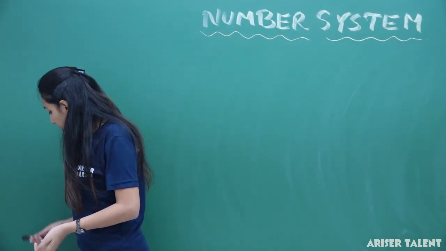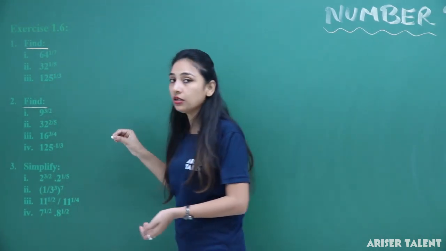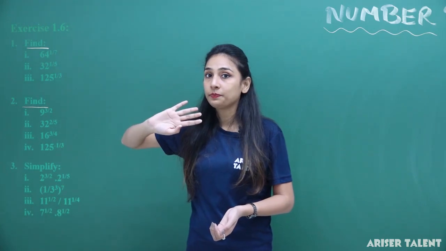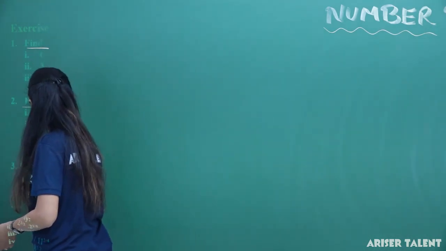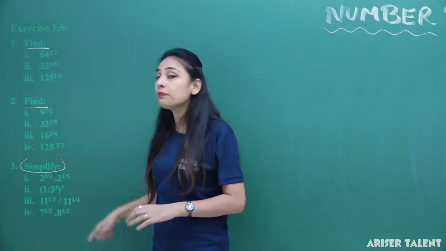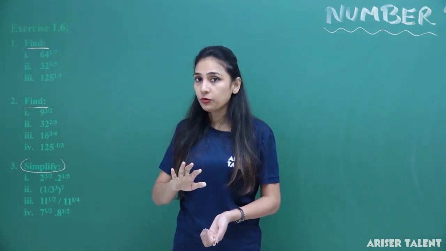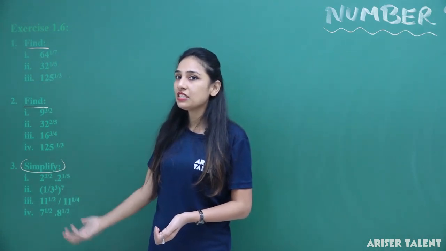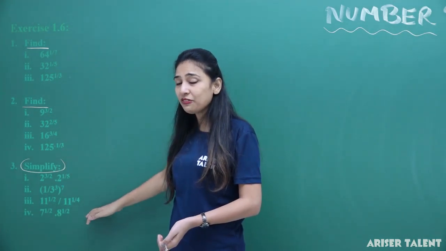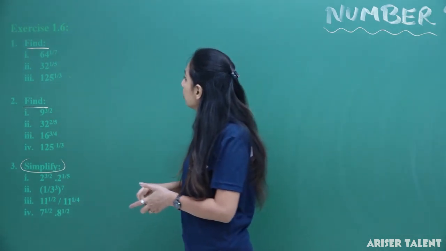Moving towards our exercise 1.6, there are two categories. The first is find the value type questions, where you have to find out the value of a particular expression. The second is simplify. In the first one you have to simplify it and then calculate; in the third you have to simplify it only. That means you are given bases with powers, and since these are multiple, you have to convert them into one base and one power. This is the pattern you have to follow. The difference is that simplifying means putting the expression in a simpler format, while finding the value means finding the exact value. So these are the questions.